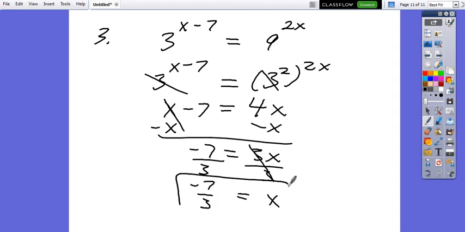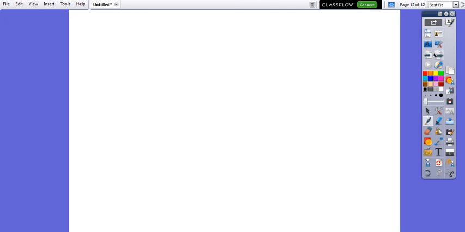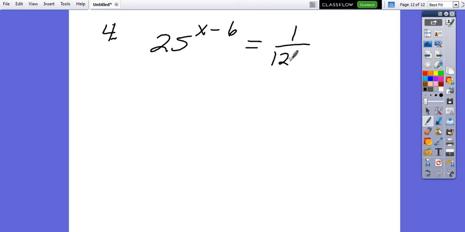I'll do one other example. In this other example, okay, I'm going to have a 25 to the x minus 6 equals 1 over 125. Okay, now here's the issue. 25 and 125 are not the same, right? But they can be converted to a common base.